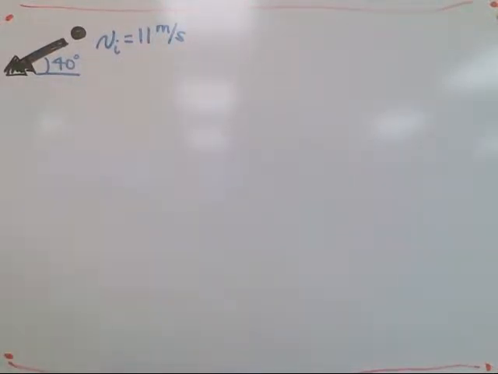Alright, so this projectile motion problem is different from the first one in that now the initial velocity is actually at an angle to the horizontal. That angle is given to us at 40 degrees, and now the initial velocity is 11 meters per second. So let's say we have a cannon that's firing a cannonball, and we want to know three things.